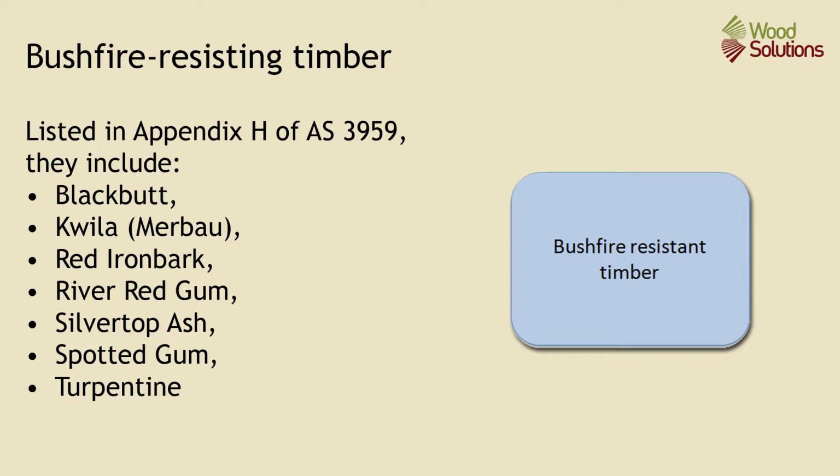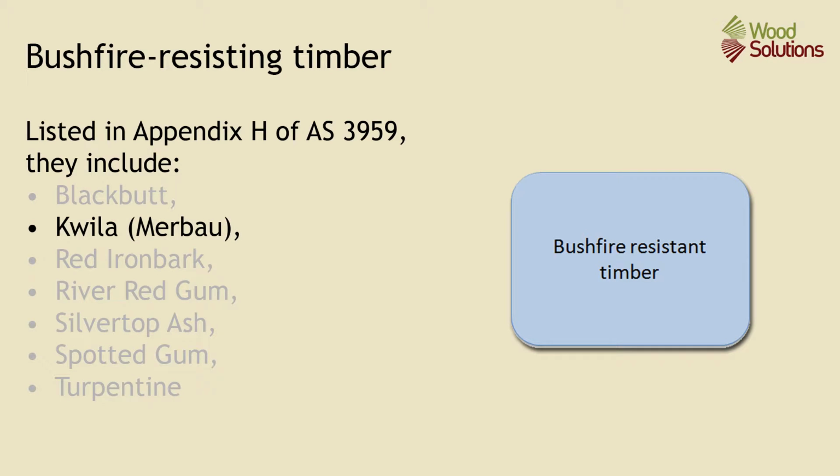Naturally bushfire-resisting timber species are listed in Appendix H of the standard. They include blackbutt, kwila or merbau, red ironbark, river red gum, silvertop ash, spotted gum and turpentine. These species all have very low heat release when tested for burning.